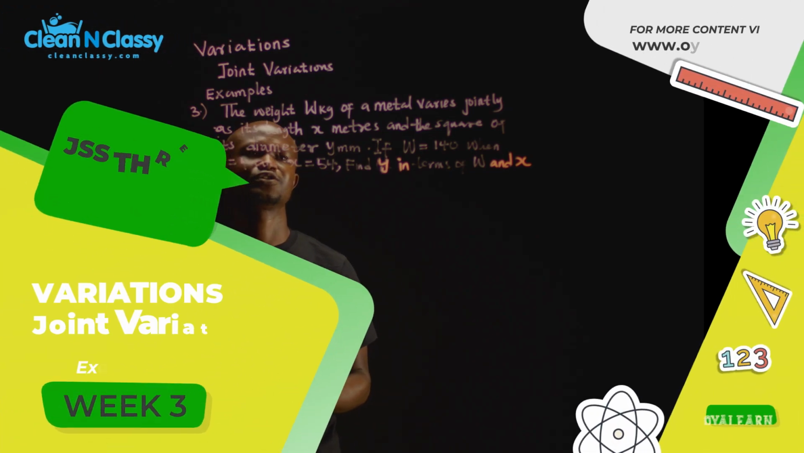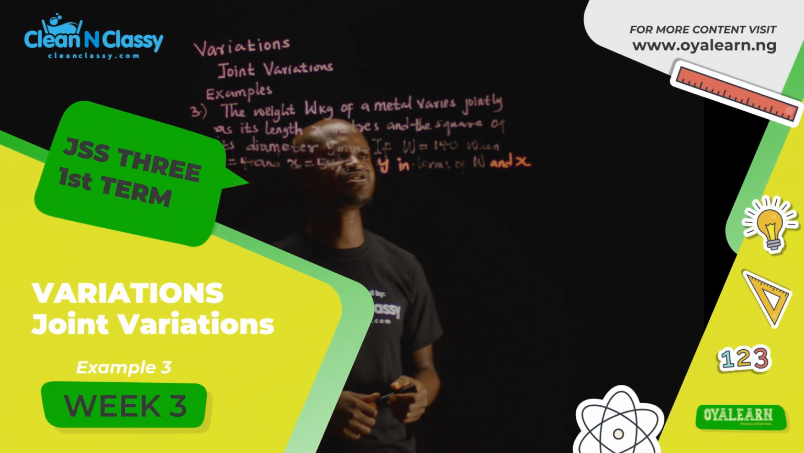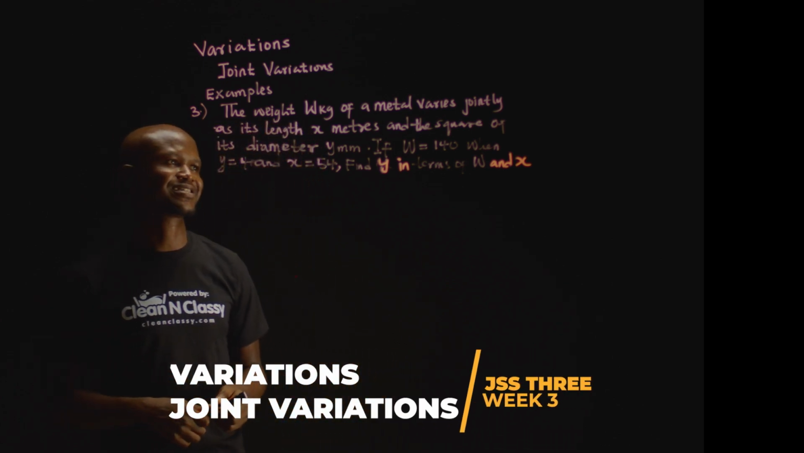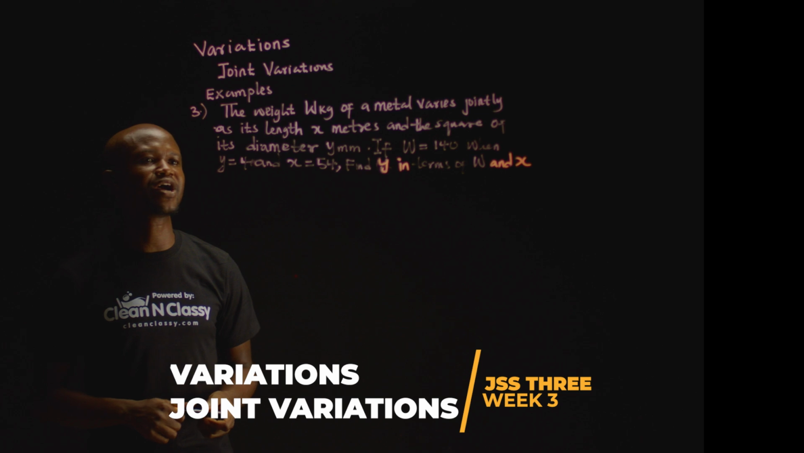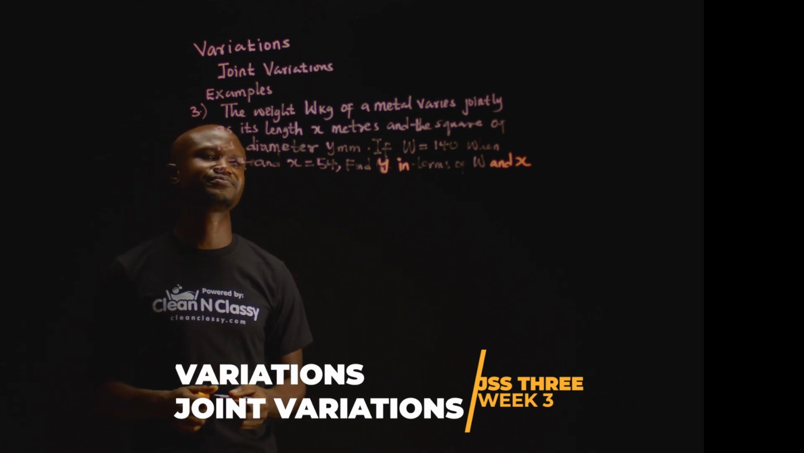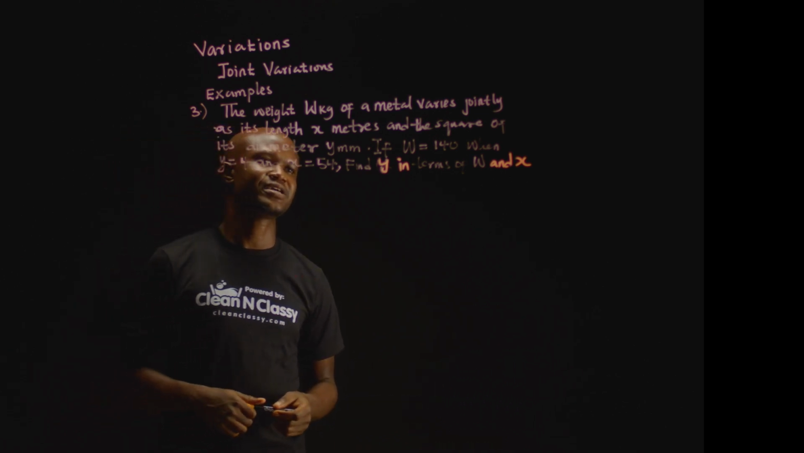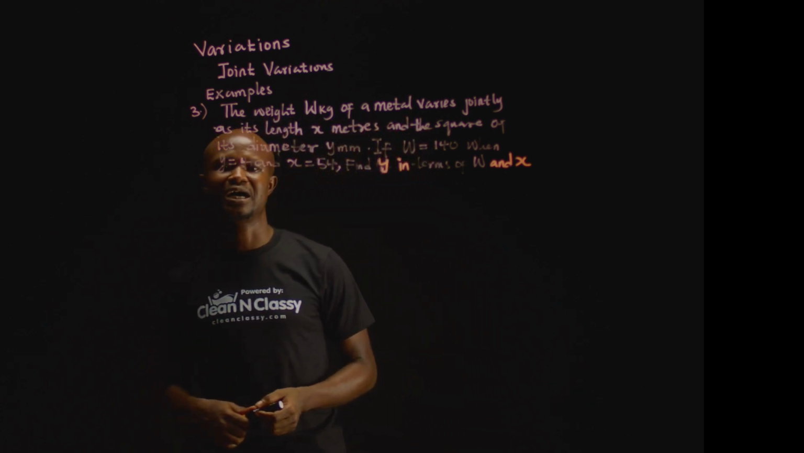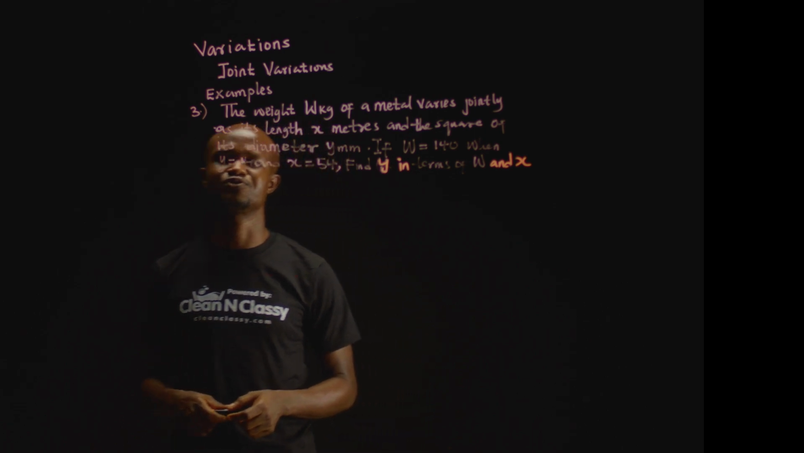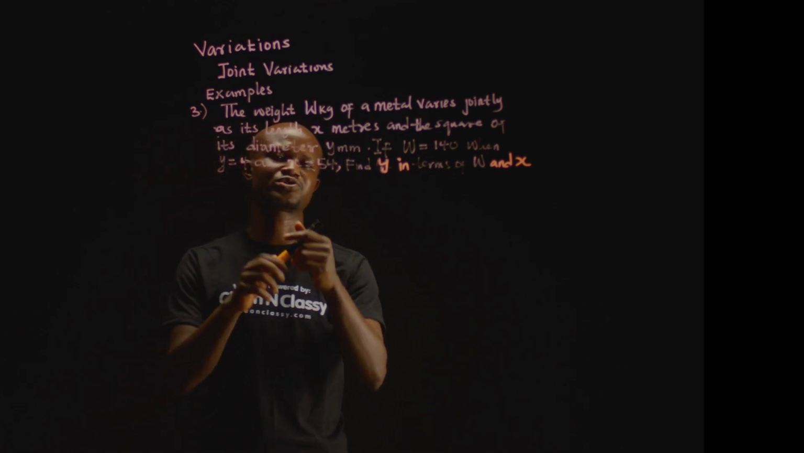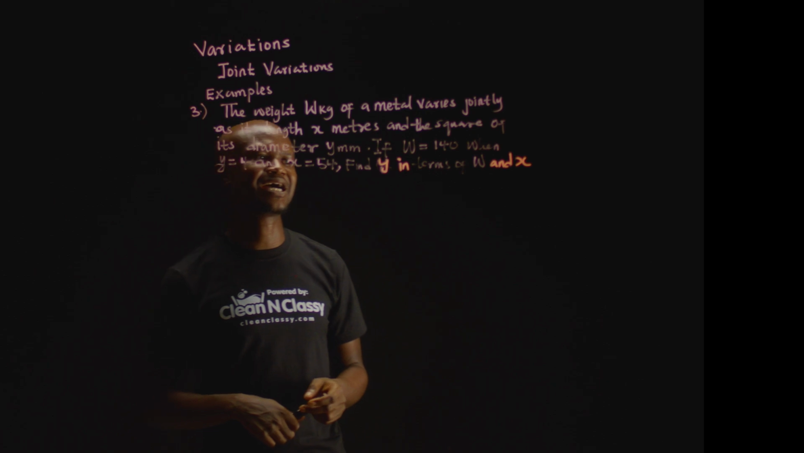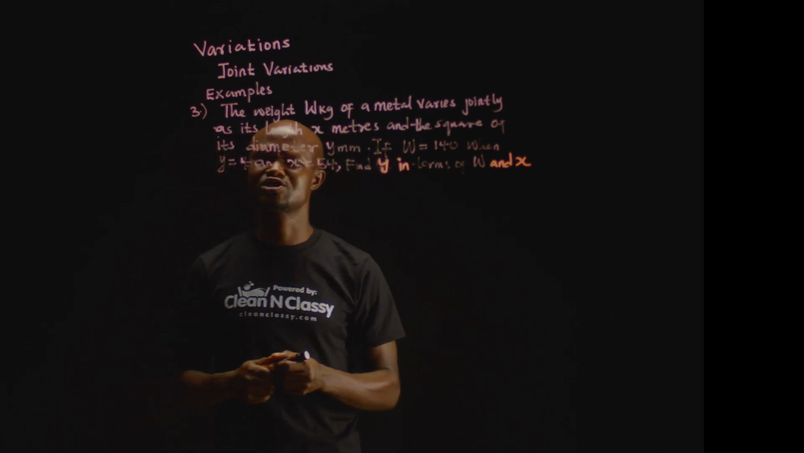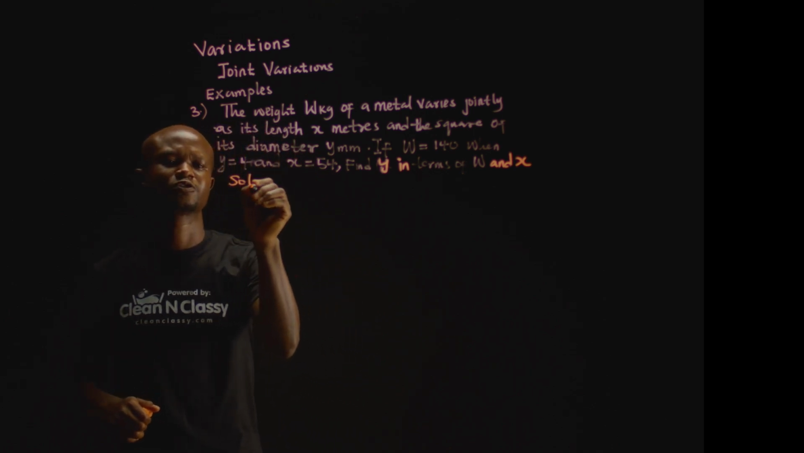The weight W kg of a metal varies jointly as its length x meters and the square of its diameter y millimeters. If W equals 140 when y equals 4 and x equals 54, find y in terms of W and x. Now let's solve this problem. Solution.